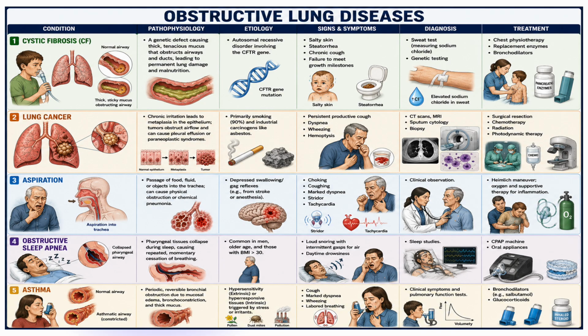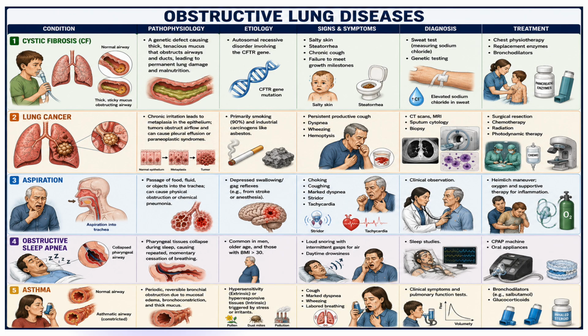So cystic fibrosis is a genetic defect. It causes thick, tenacious mucus and obstructs the airways and ducts. This can lead to permanent lung damage and malnutrition. It's an autosomal recessive disorder involving the CFTR gene. Usually you'll see salty skin, steatorrhea, chronic cough, failure to meet growth milestones in children, right? And it's diagnosed by using a sweat test and genetic testing. Treatment involves chest physiotherapy, replacement enzymes, and bronchodilators.